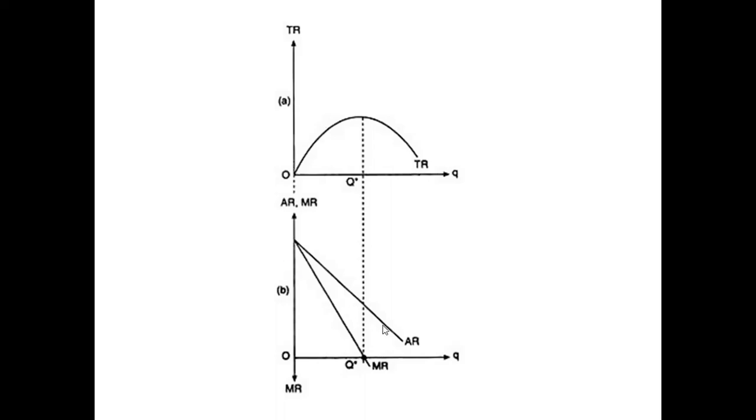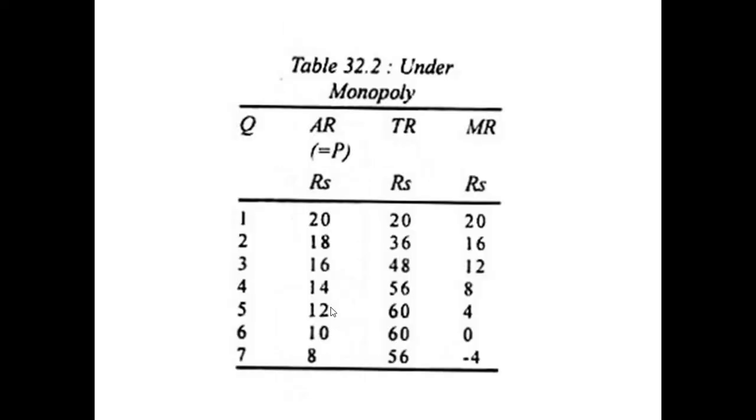The same thing applies to MR also. But remember that the falling rate of MR is double that of AR. If AR is falling by 2, 4, 6, 8, then at the same time MR will fall at the rate of 4, 8, 12, 16. So it's double the falling rate of AR.